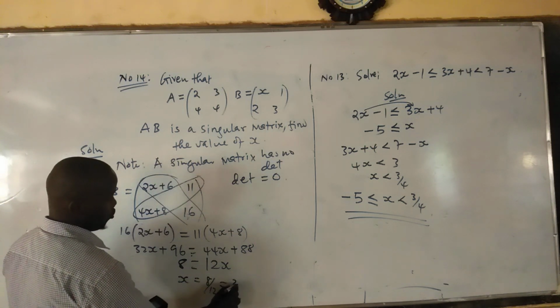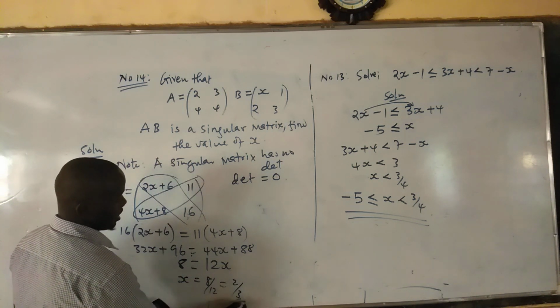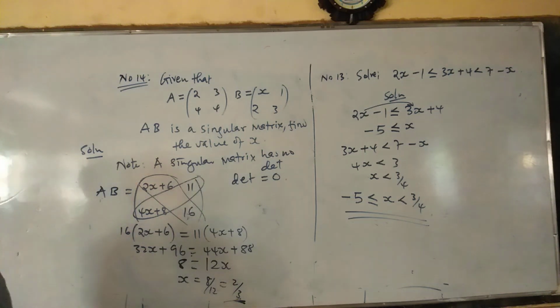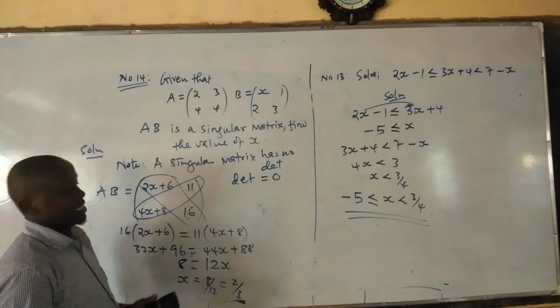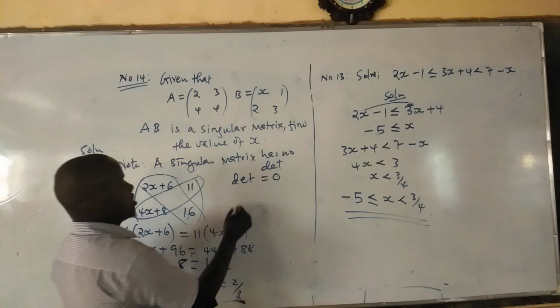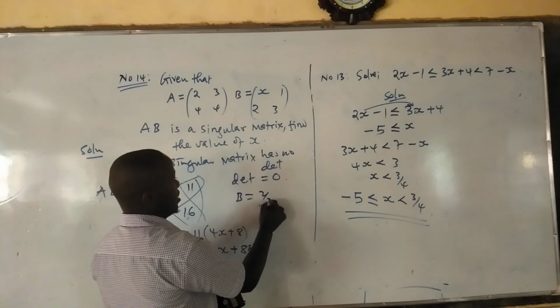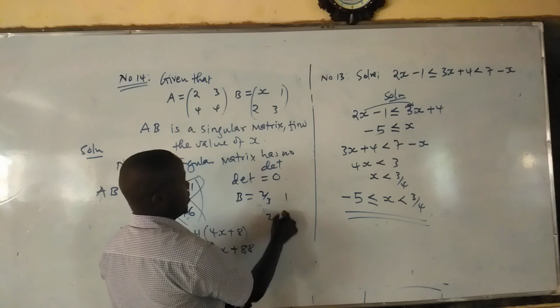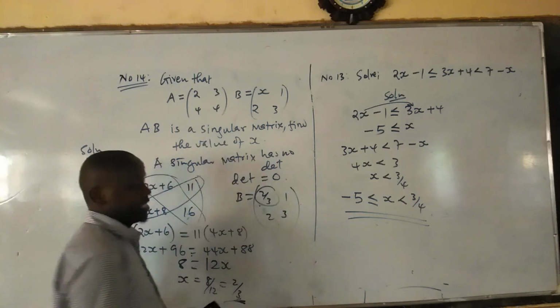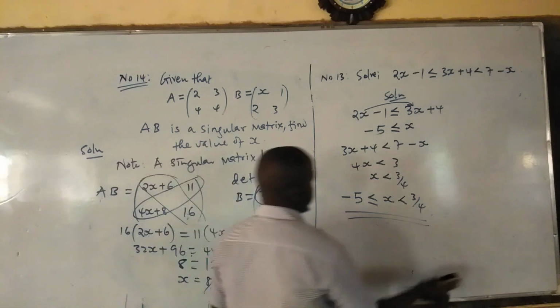Dividing by 4, 2, by 4, 3. Therefore, x is 2 over 3. So the value of x is 2 over 3. Or else, rewriting vector b will be 2 over 3, 1, 2, 3. Therefore, x is 2 all over 3.